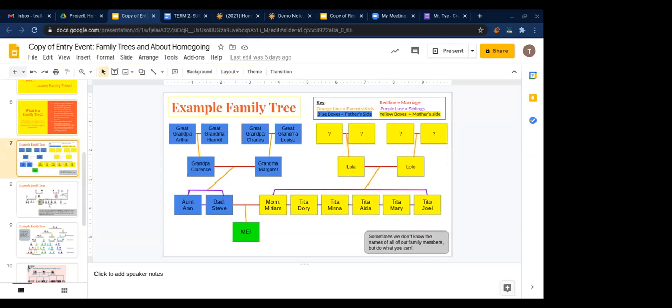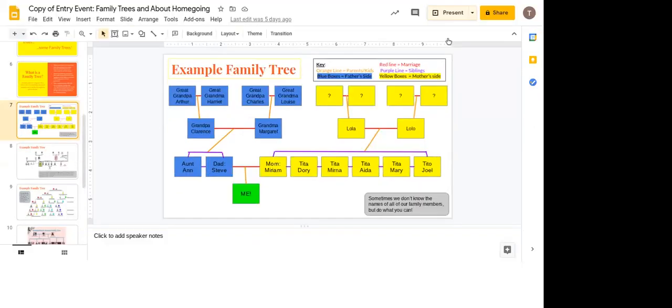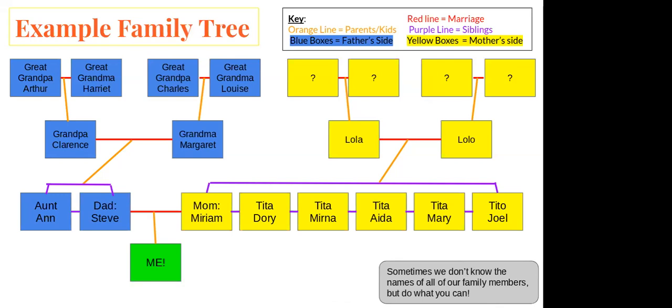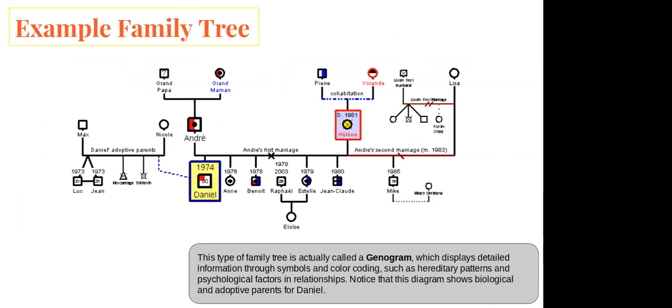Thank you. Yeah. As you can see in this little note down here, sometimes we don't know the names of all our family members, but we do what we can. That's why we have question marks for the great grandparents on this side. Like we mentioned before, sometimes that might be because names get changed, or different historical events mean we don't have that information anymore. Something gets lost in a move or a fire or a flood. So we fill in the boxes as best we can. Right, so that's one example of a family tree.